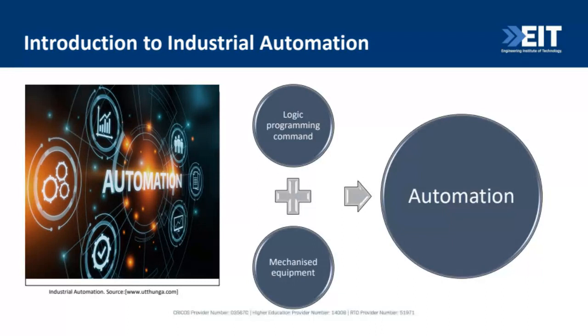While they are combined with logic programming commands, our machines can make decisions automatically and do the task automatically, without interaction of human beings or in collaboration with human beings. So we can say that automation replaces the decision making and manual command response activities of humans. There are some concepts in industrial automation.